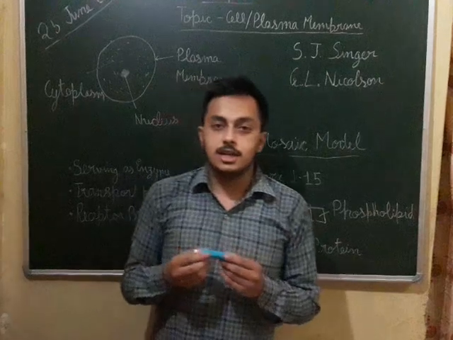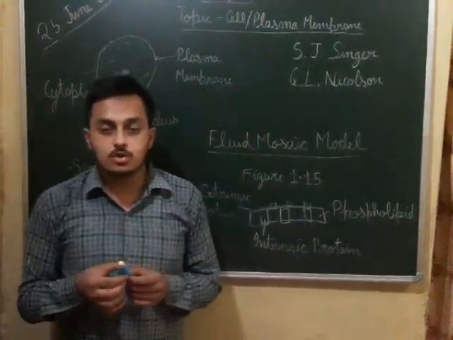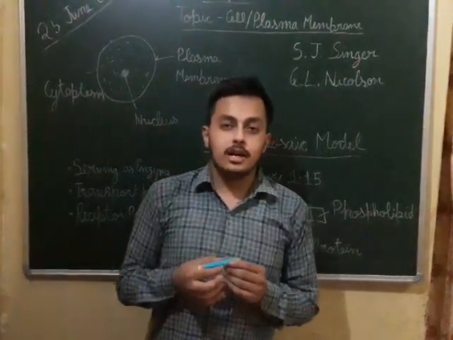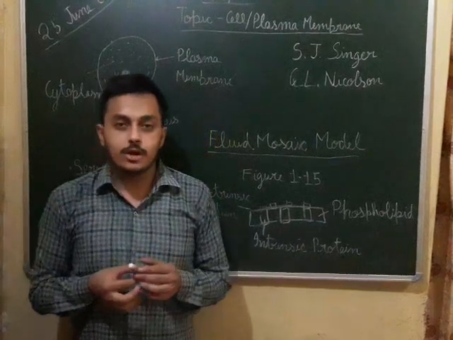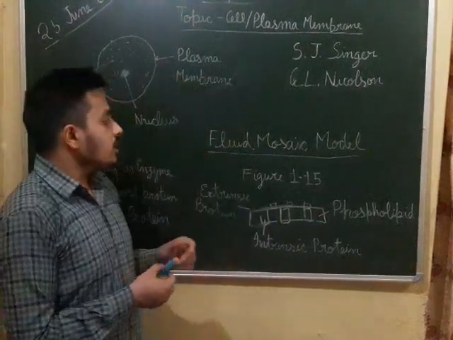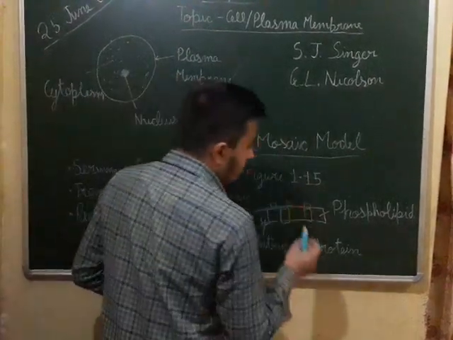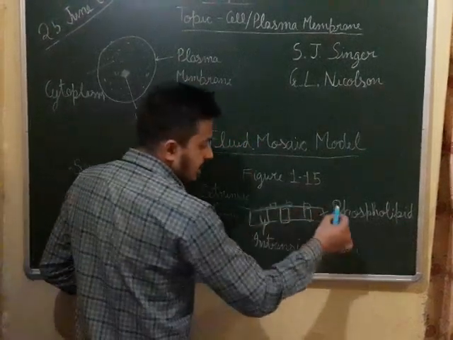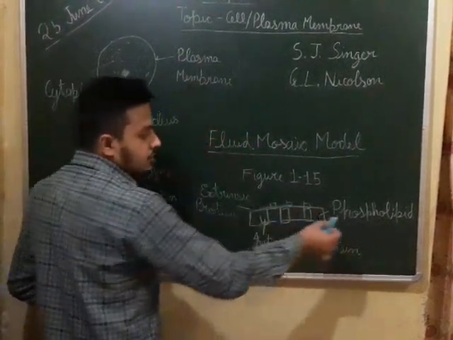They have seen it with the help of an electron microscope. Okay, you have read this in your book. Okay, so in the fluid mosaic model, what happens? Consider a bilayer of phospholipid.